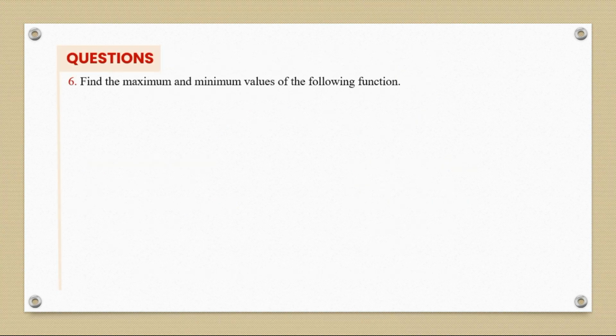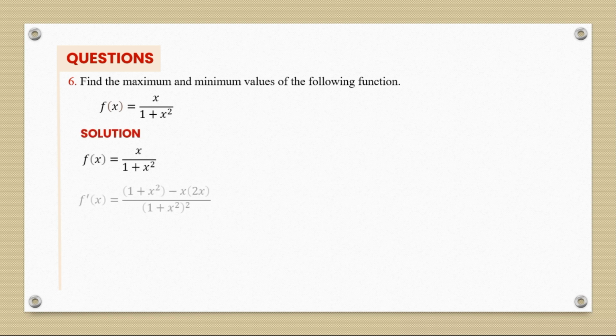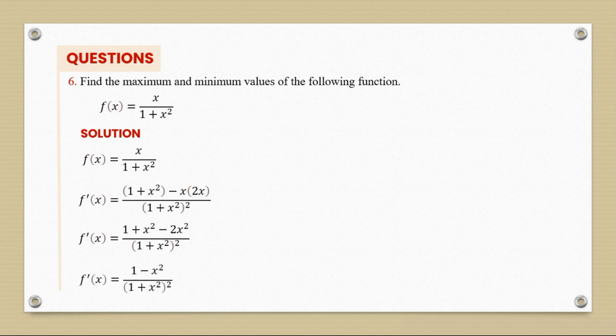Alright, so next we're being told to find the maximum and minimum values of the following function. The function is f(x) is equal to x over 1 plus x squared. When we solve this, we're going to solve it using the quotient rule, so pay attention to that. When I solve it using the quotient rule, I can simplify this further, and I'll have 1 minus x squared over, in brackets, 1 plus x squared, all squared.